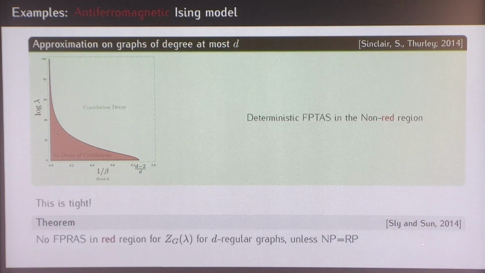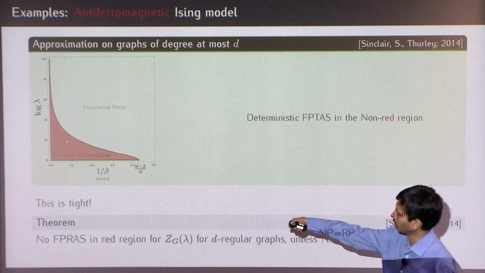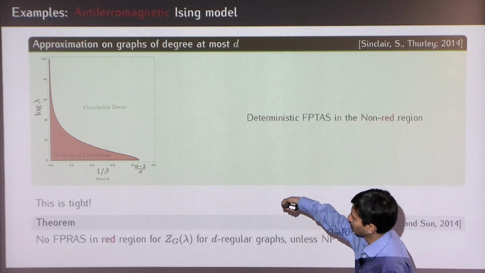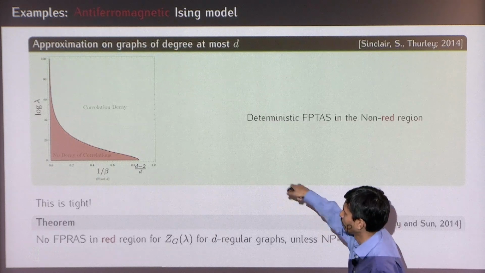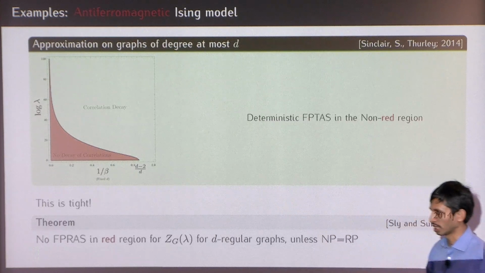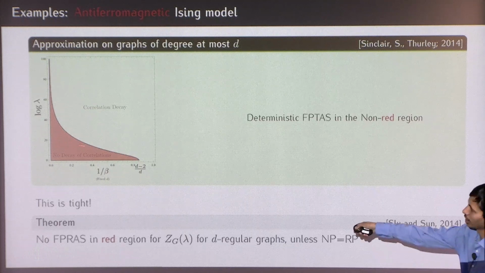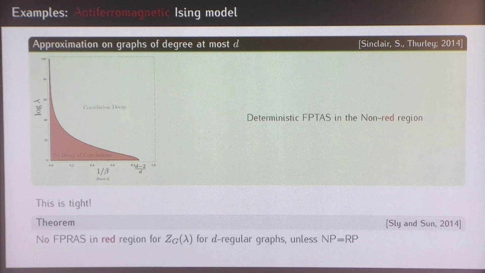So this is also one of the results in the paper of Sly and Sun that was cited earlier in the morning, that as soon as you're in this region, there's a line here, and it determines the complexity-theoretic phase transition in the sense that on this side you have fully polynomial time approximation schemes. On the other side, even if you had a randomized approximation scheme, you would be able to solve NP-hard problems in randomized polynomial time. Okay, so where does this line come from?